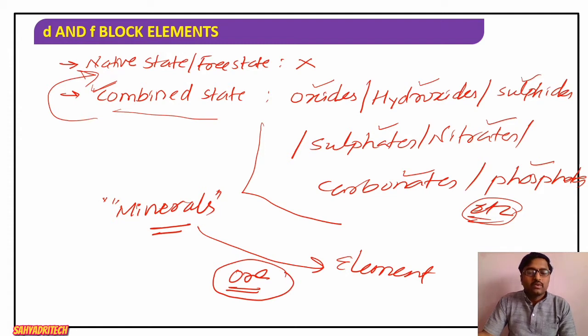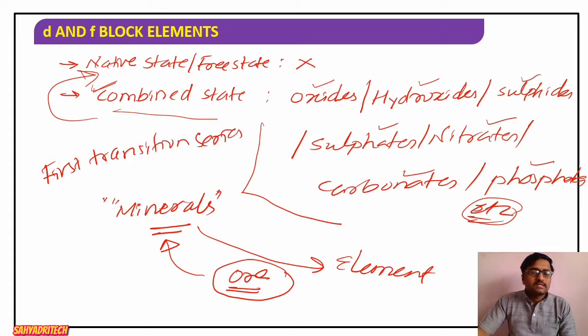So what is an ore here? An ore is a kind of mineral from which an element is extracted economically and profitably. So we call them ores. Now we are looking for the ores of what? Ores of the first transition series elements.